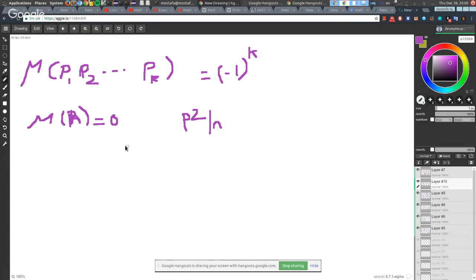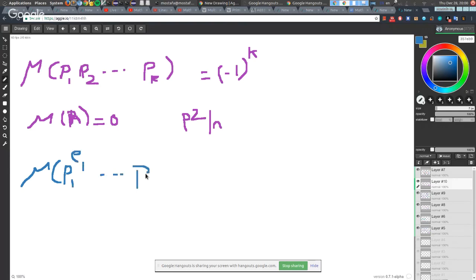So here, if there is any square of a prime that divides n, then this is equal to 0. Otherwise, we can just use this formula, because we can distribute over each prime, and each prime contributes a multiplication by negative 1. So the derivation of this formula, you can see it here.